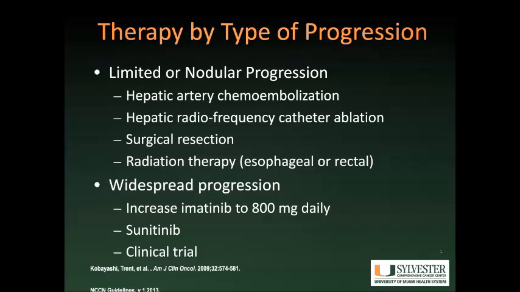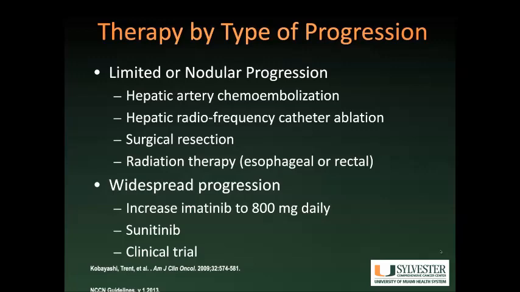Progression can take a couple of different forms, so it can appear differently to us. This is somewhat of a new paradigm in solid tumor oncology in general, but it's very much part of our everyday life, and it's important to be able to recognize these different types of progression. One type of progression could be limited or nodular, and what that means is that, for instance, a patient may have 3 lesions in the liver or 5 lesions, but only one of them is growing.